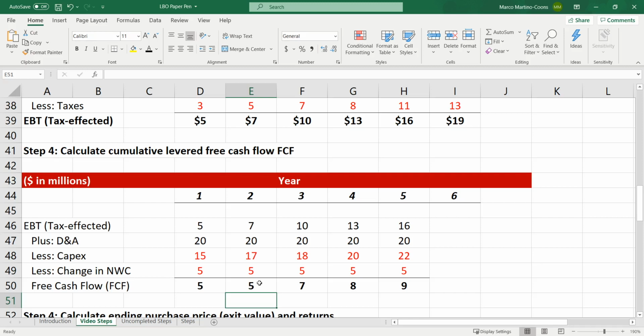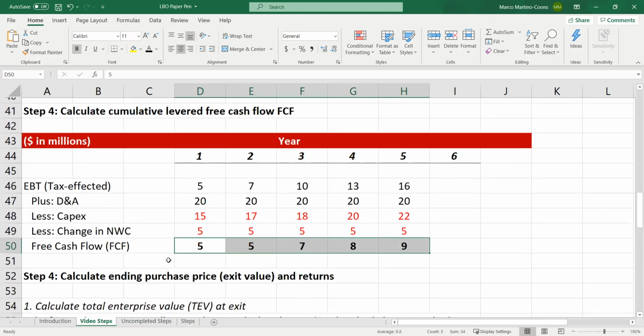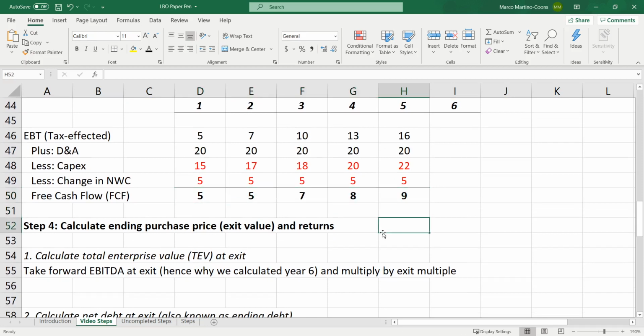Okay, so let's move on. So this is free cash flow. All we did is we took our EBIT from above, which was great, very simple. Our depreciation and amortization given in the case held constant, very simple. Our CapEx, we just took 15% of our sales. Our change in net working capital, again, it was given to us. It was simply just 5 year over year. So that was great. Then we just had to add and subtract, and we ended up getting our free cash flow. So now we have a few final steps, and we're going to wrap this up.